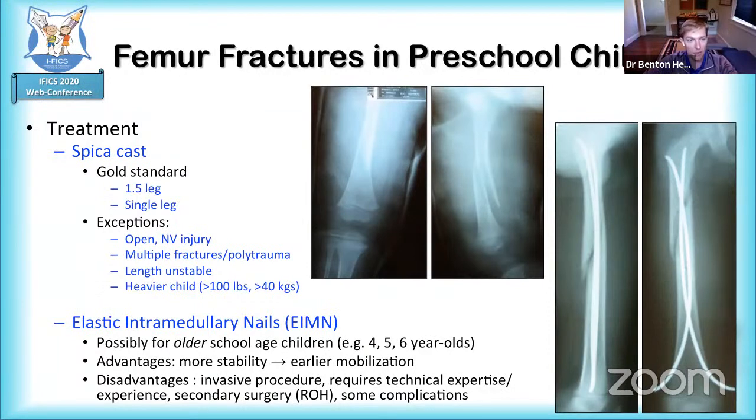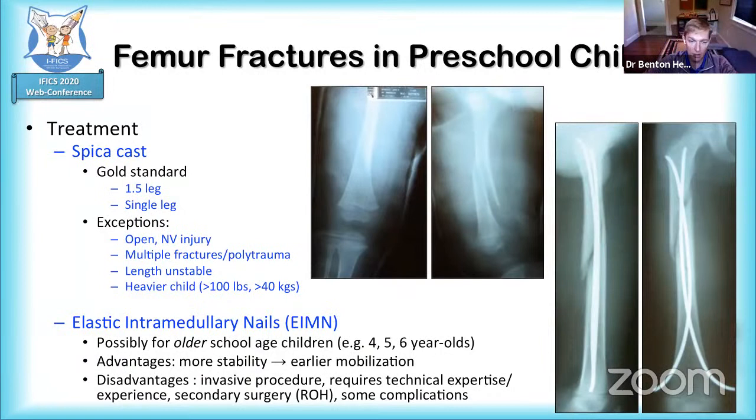So our standard treatment for this group is a spica cast. There's emerging evidence that for some kids, a single leg spica cast may be appropriate, i.e. a walking spica, but the standard still tends to be a 1.5 leg or a double leg spica. Exceptions for use of a spica would be an open fracture at times, neurovascular injury, multiple fractures or polytrauma, a severely length unstable fracture, and then a heavier child in the older ages, such as 4, 5, and 6.